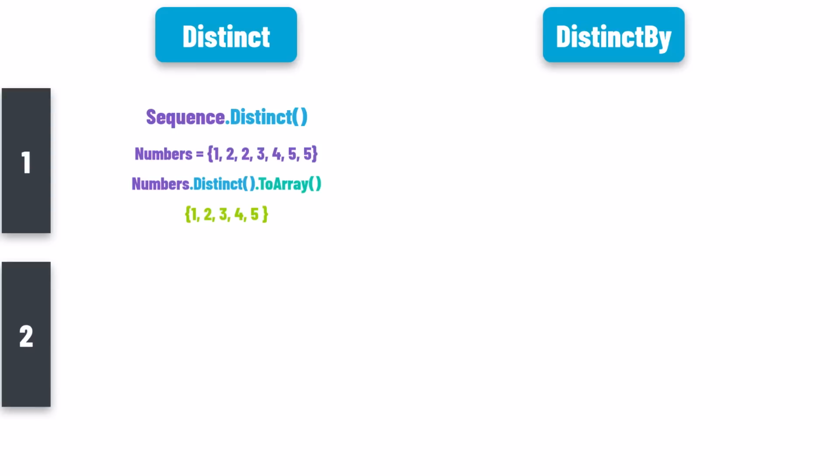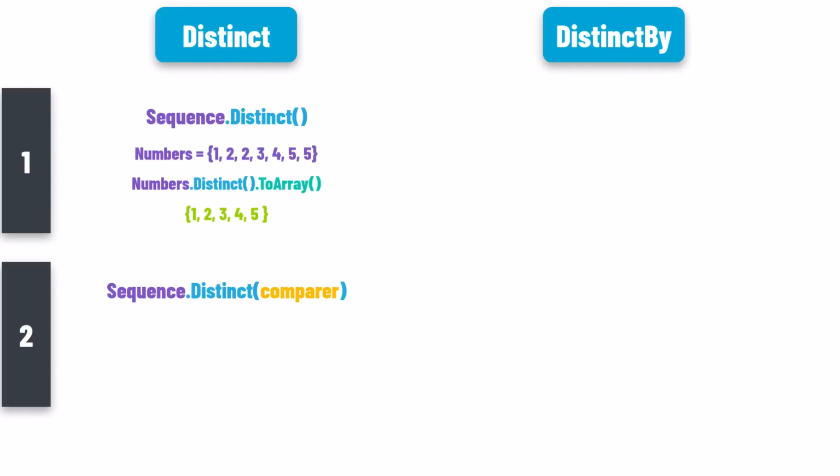Moving on to the second overload of the Distinct method. This is where we get to tailor the functionality to our specific requirements. Unlike the default overload, which relies on the built-in way of comparing elements, the second overload invites us to define our own rules for comparison. This comes in handy when we need a more nuanced approach to identifying duplicates.